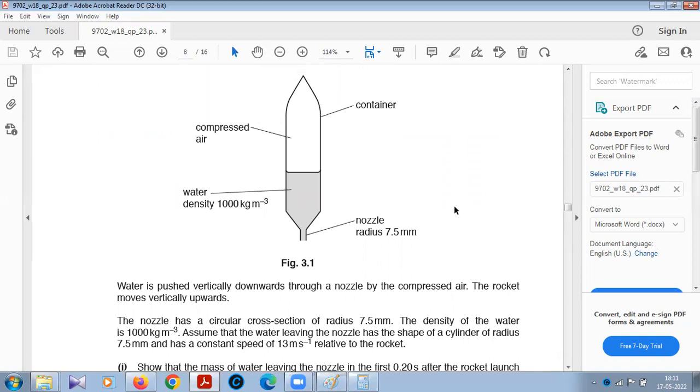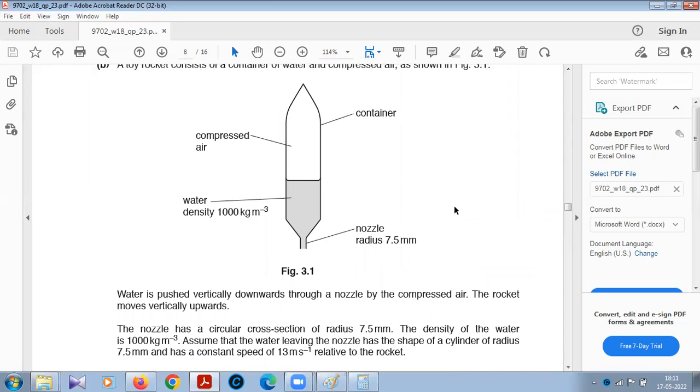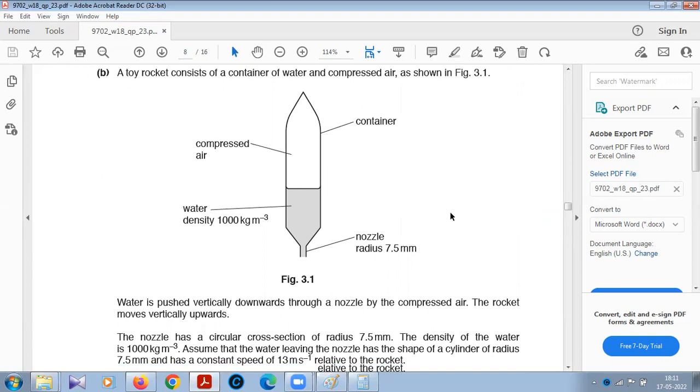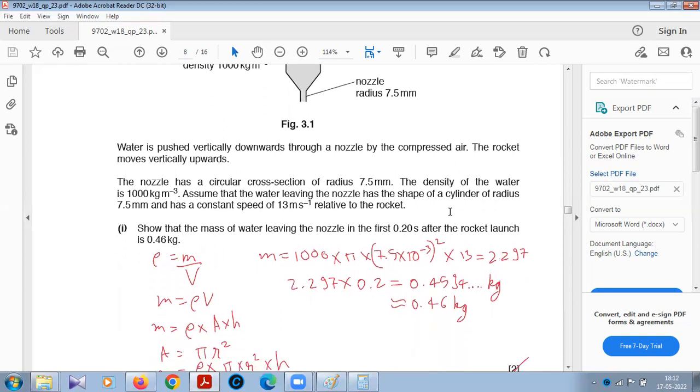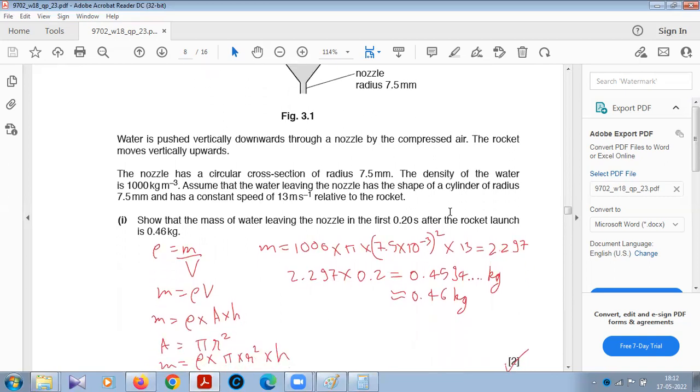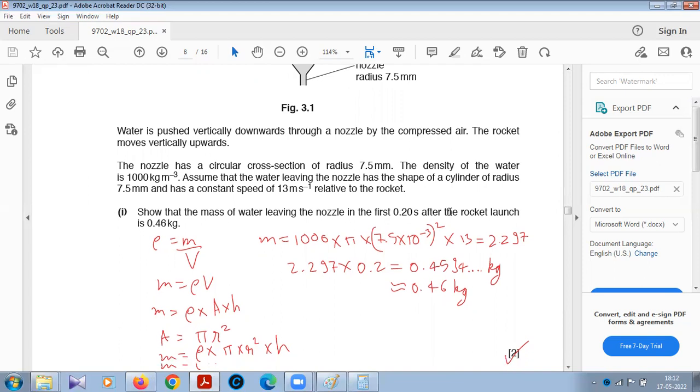Like you can do, you take a balloon, you fill the balloon, and then you release the end. The air will come out, but the balloon will go up. The nozzle has a circular radius. Density of water is given. Assume the water leaving the nozzle has a constant speed relative to the rocket. The mass of the water leaving the nozzle in the first 0.2 seconds after rocket launch is how many kg?